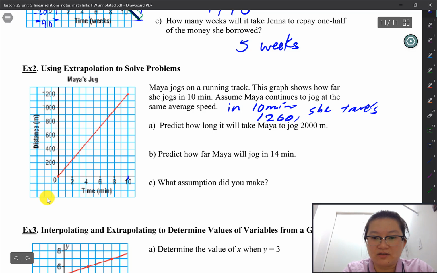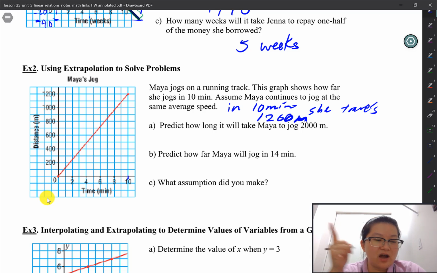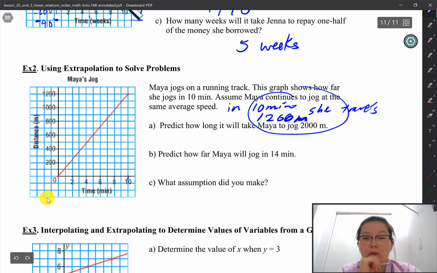1,200 meters, okay? And assuming this is her average speed and it's not going to change, the rate stays the same, so she's not speeding up or slowing down, she's maintaining this speed for a very long time. So, in fact, we might be able to use this to our advantage. And what we're going to do is use this rate that's given to us in the graph. In 10 minutes, she travels 1,200 meters.